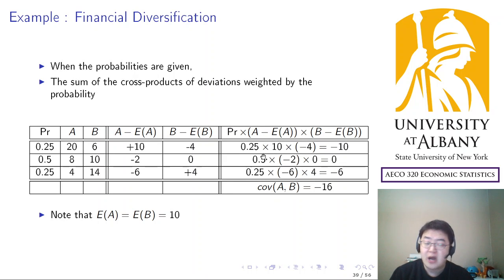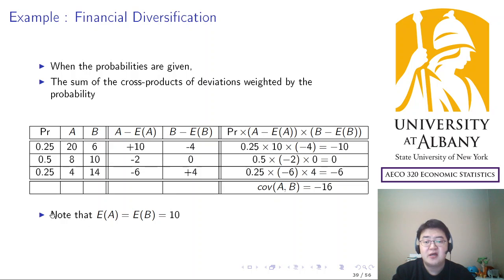First, we have to learn how to calculate the covariance. In this case, the idea is the same. We have probabilities, and the covariance is the average of the cross products of deviations. But when you calculate the average or the weighted sum, you have to use the probability as the weight, right? So let's look at this. There are probability and outcomes, outcome from A, outcome from B.